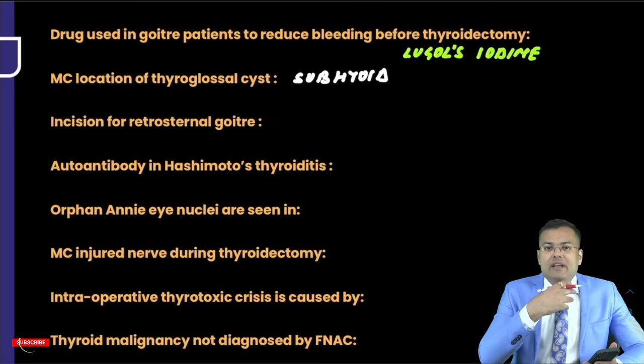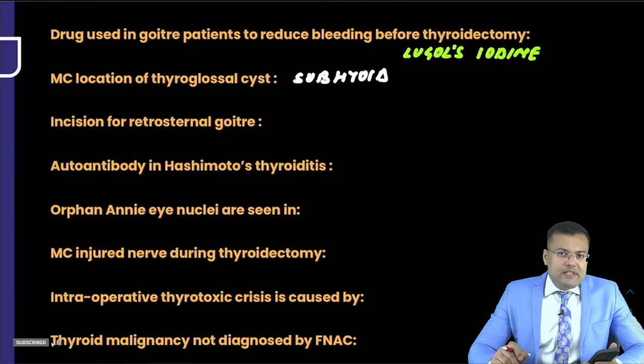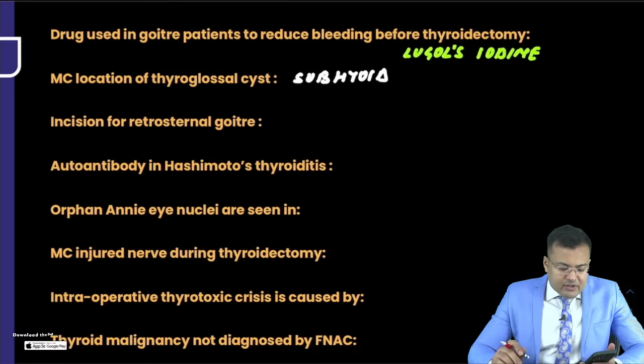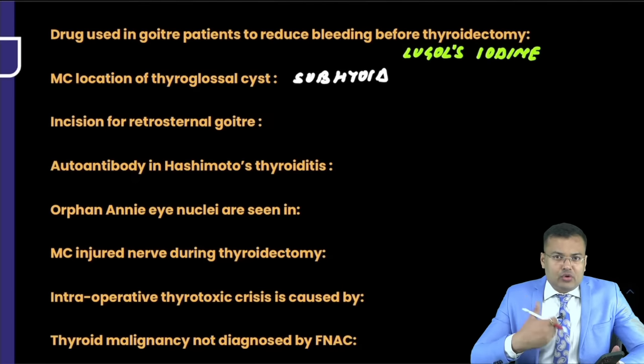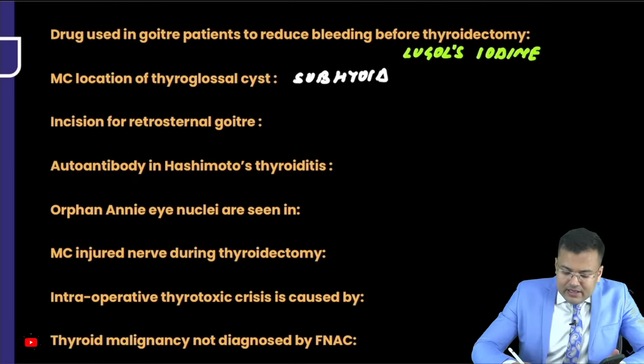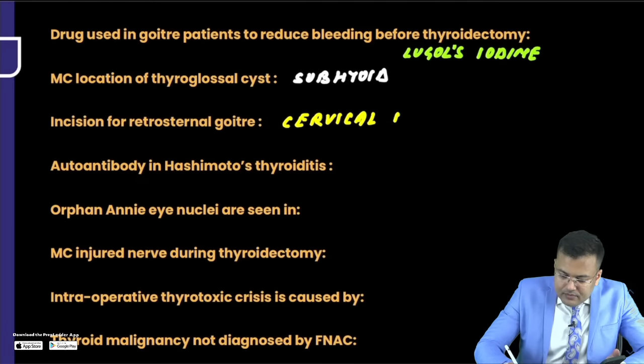If a patient is having retrosternal goiter, tell me what kind of incision is given for thyroidectomy. Tony, very good. Nukila Sushmita, Jiten Yadav, Mushahid Khan, Shubham, Priyanka Soni, Vishal Roy, all of you are correct, guys. It is not thoracic or mediastinal. This is cervical incision. For retrosternal goiter, we give cervical incision. Next question.